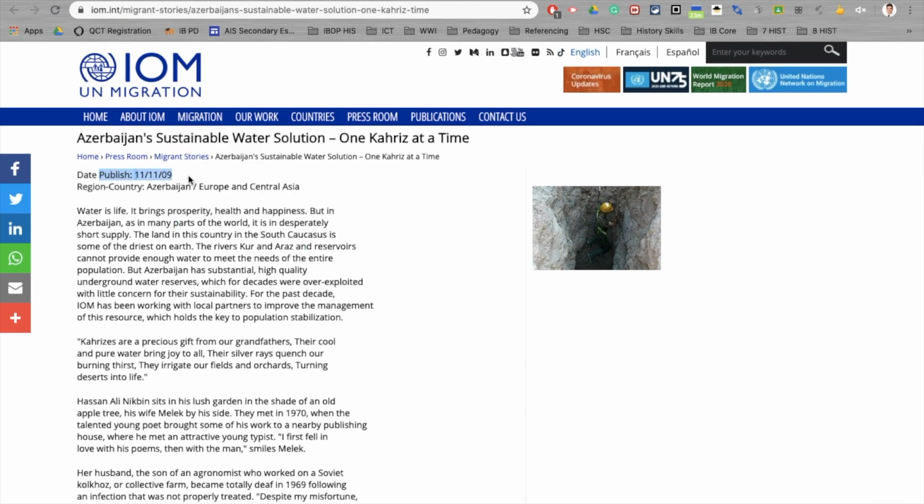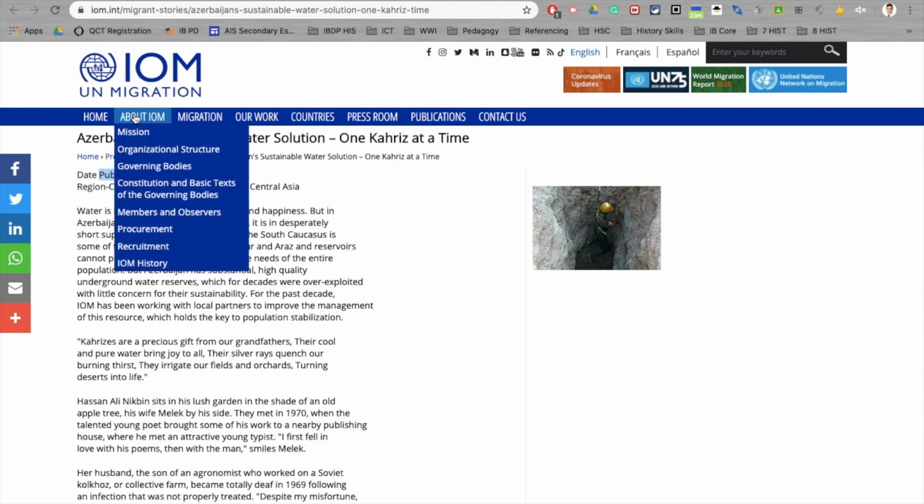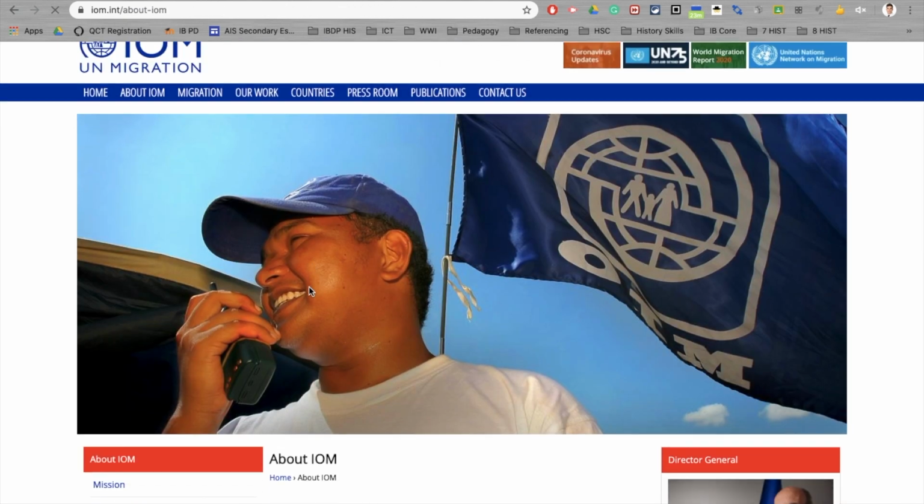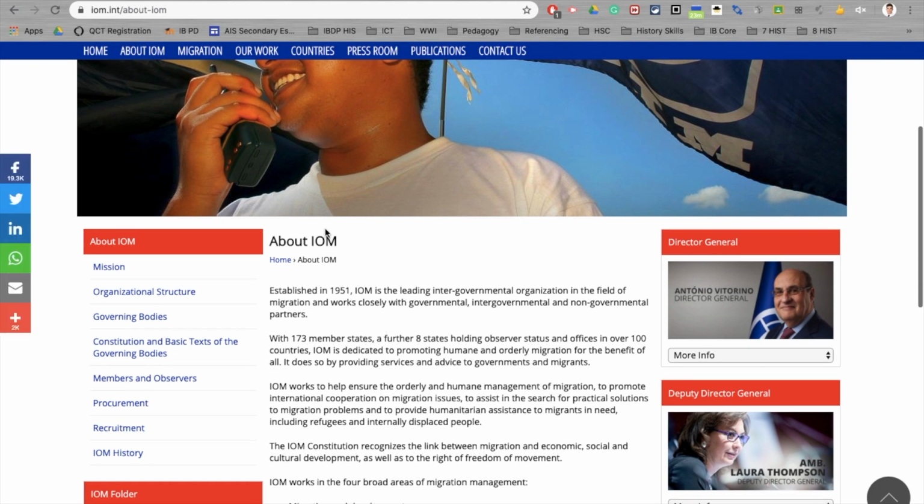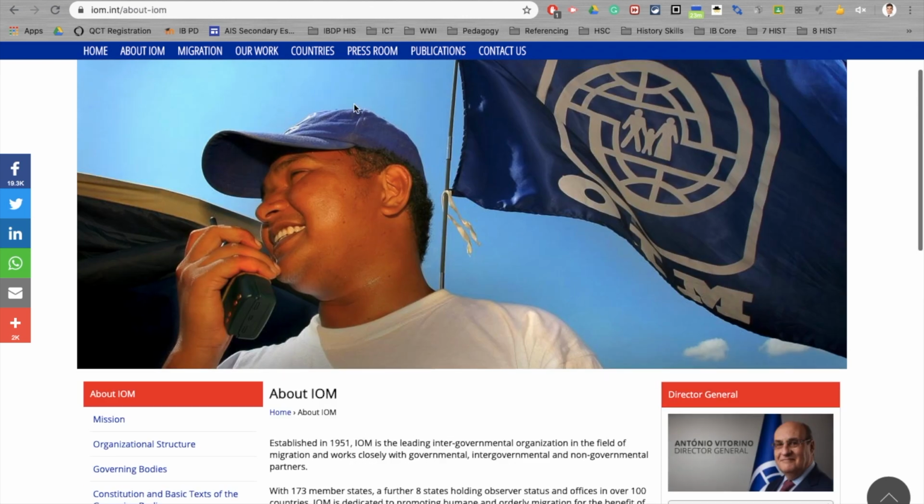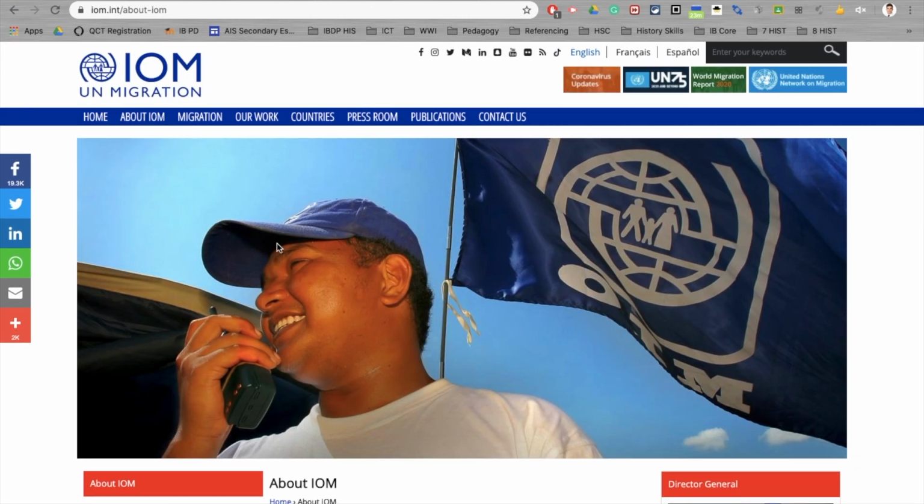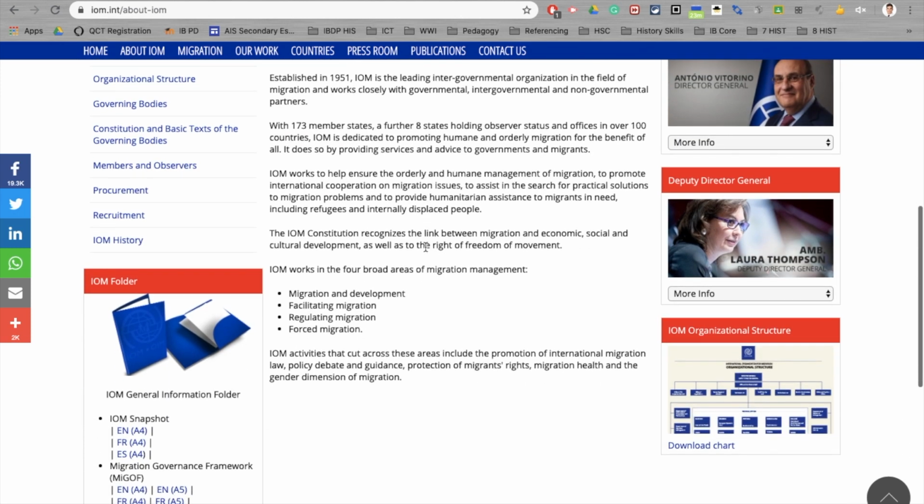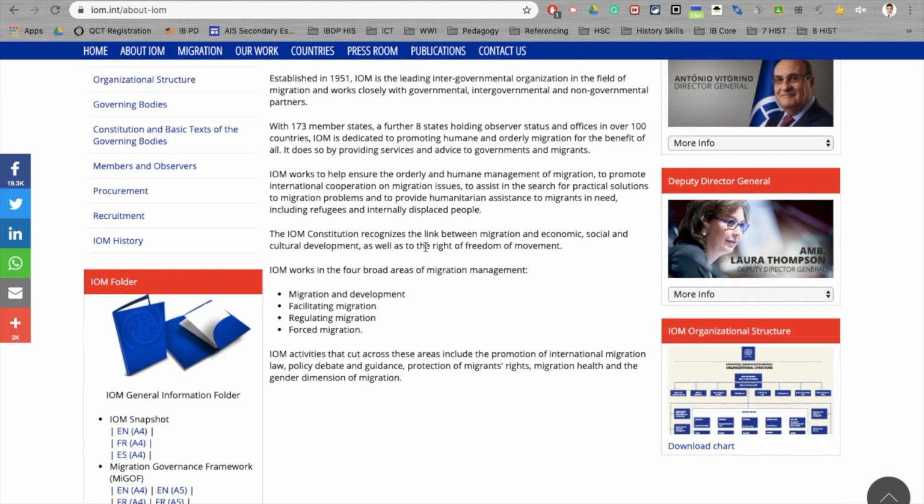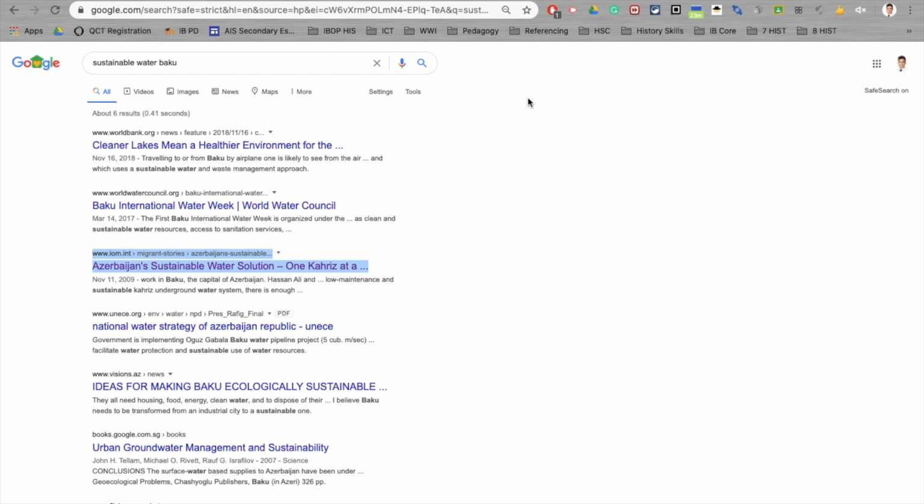Do we have a date of publication? But it's published by this organization, so we need to look a bit into that organization. We can go to the about page and find out a little bit more about who this organization is. The IOM is a leading intergovernmental organization in the field of migration, works closely with government, intergovernmental, and non-governmental partners. So this looks like a UN subsidiary. They're part of the UN, so we can probably trust that website to give us some valuable information.